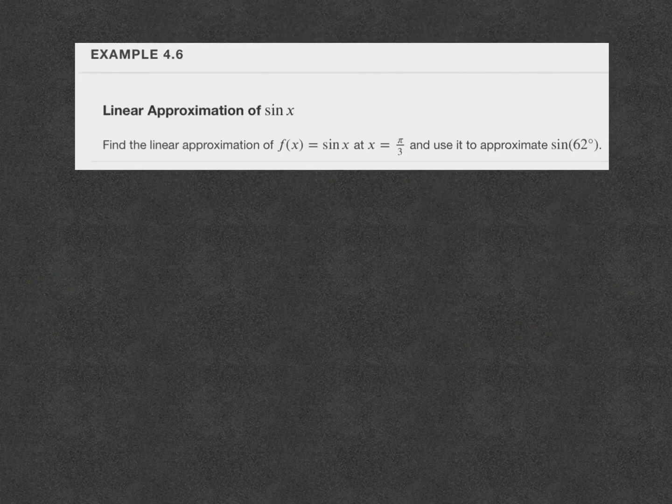Next example that we're going to do involves a trig function, my favorite. I love trig. So my function is the sine of x. The point that we're using, that we're close to, is pi/3, also known as 60 degrees. And we want to approximate the sine of 62 degrees. All right. So here's how this one works. F of x equals the sine of x. Well, let's get f of a, f of pi/3.